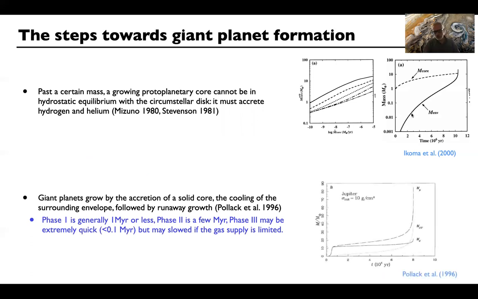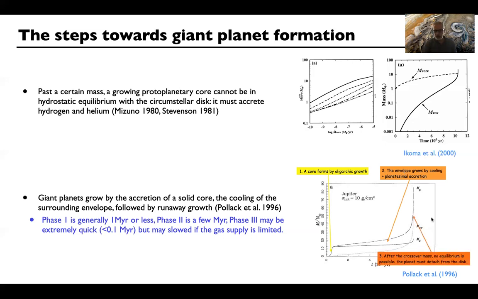And this was actually shown in this very, very famous paper by Jim Pollack et al. in 1996, showing the different phases of the growth of the giant planets: the growth of the core here, then phase 2, in which the envelope grows by cooling and planetesimal accretion, and then a third phase after this crossover mass, when the envelope mass becomes of the same order as the core mass, then the planet somehow must detach from the disk and really contract rapidly.